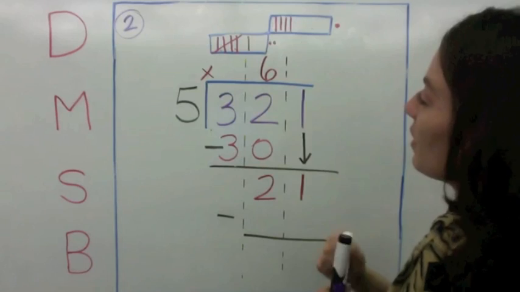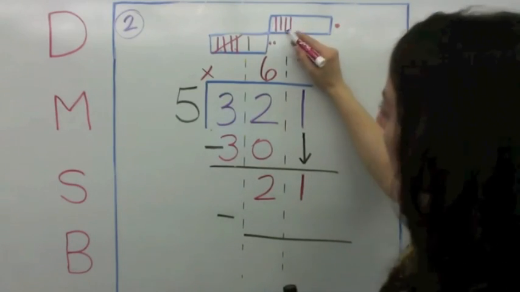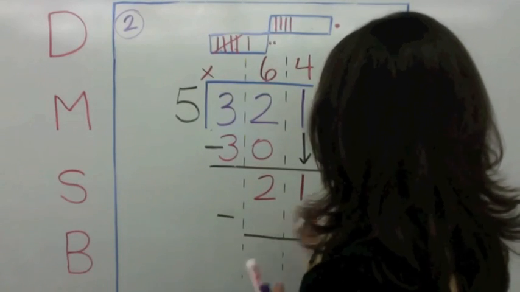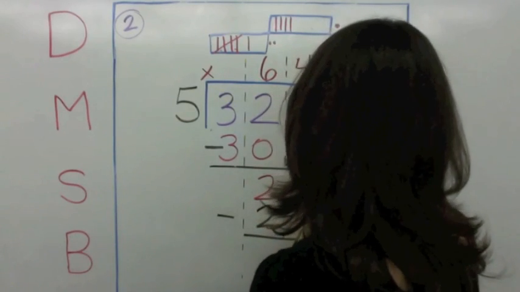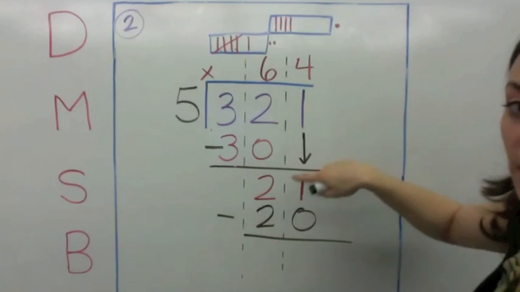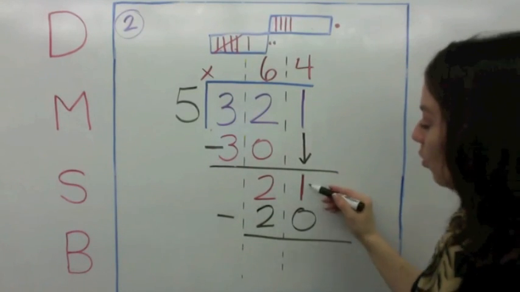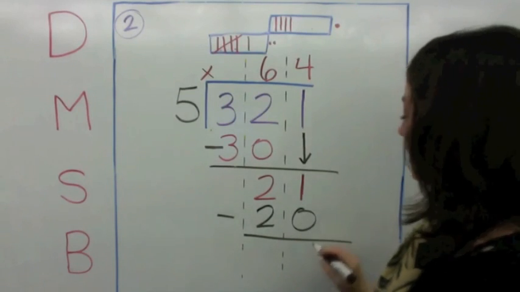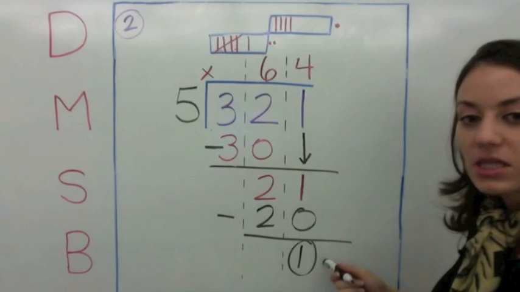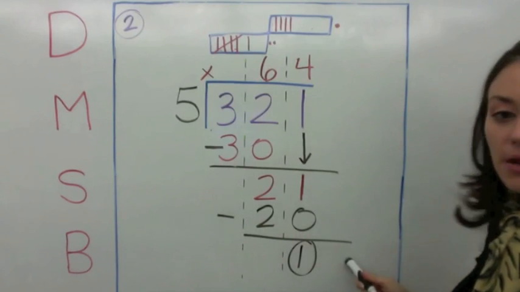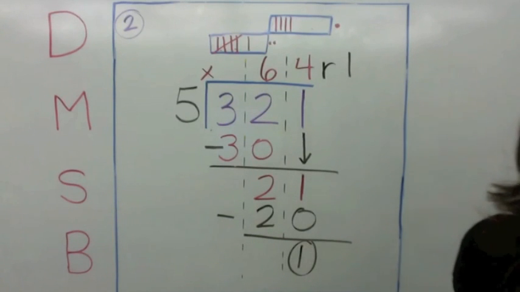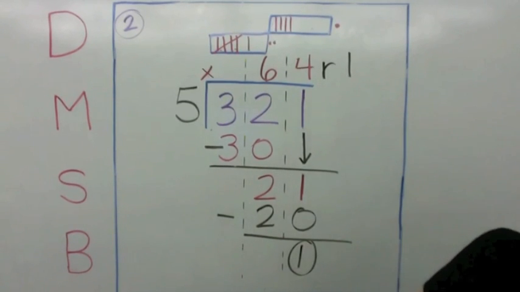So how many tallies did I put here? 4. So 4 times 5 is 20. And how many do you think are going to be left over? How many dots? 1, yeah? So 21 minus 20 is 1 minus 0. 1 take away nothing is 1. This is left over. You can't bring anything else down here. So what is this called? It's called a remainder, and it's remainder 1. So the answer is 64, remainder 1.